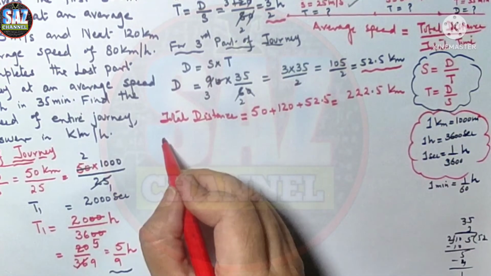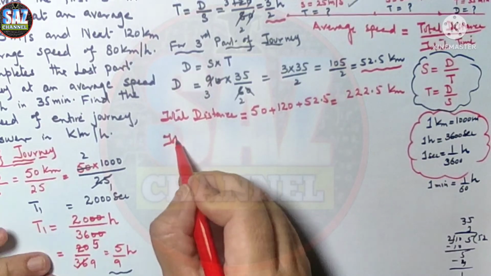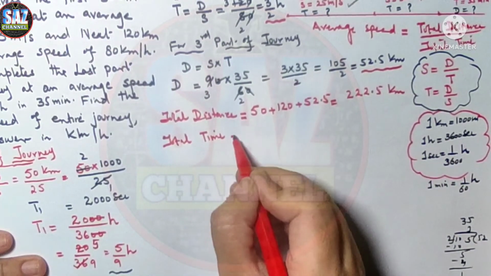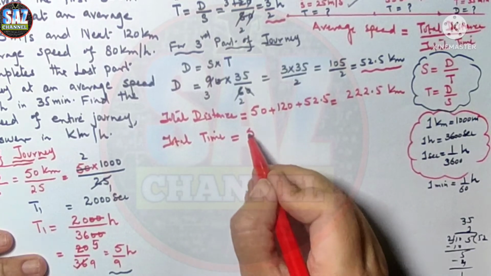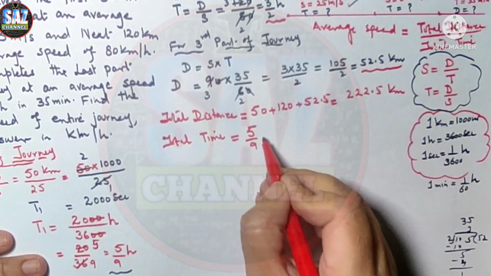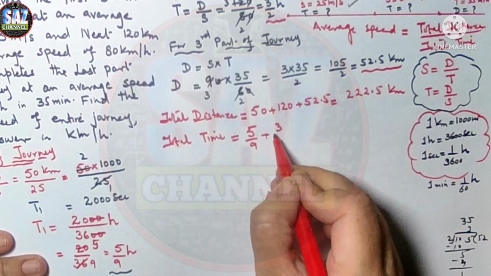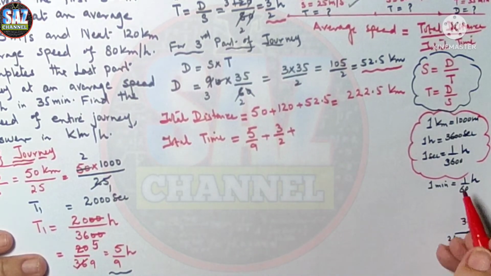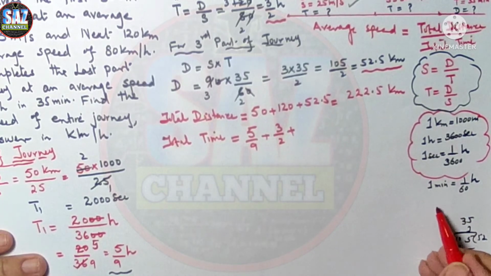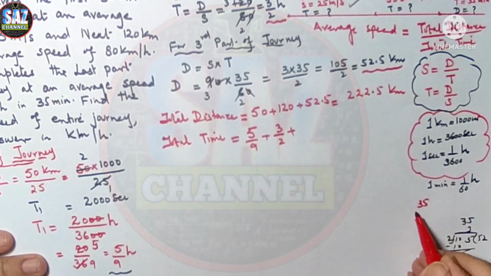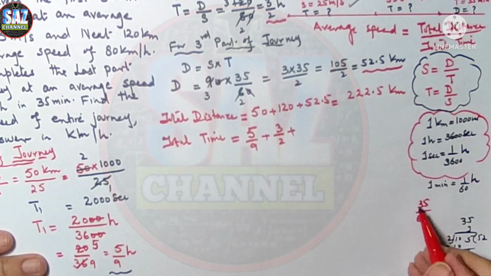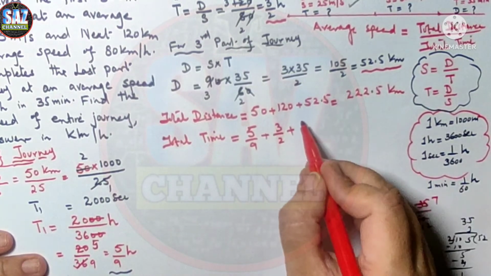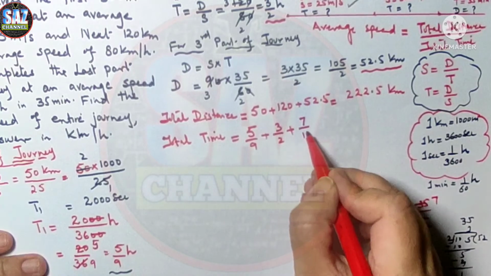And total time is, for the first part of the journey, 5 by 9 hours, plus 3 by 2 hours, plus 35 by 60 hours. 35 by 60: 5 7s are 35, and 5 12s are 60, so it is 7 by 12.